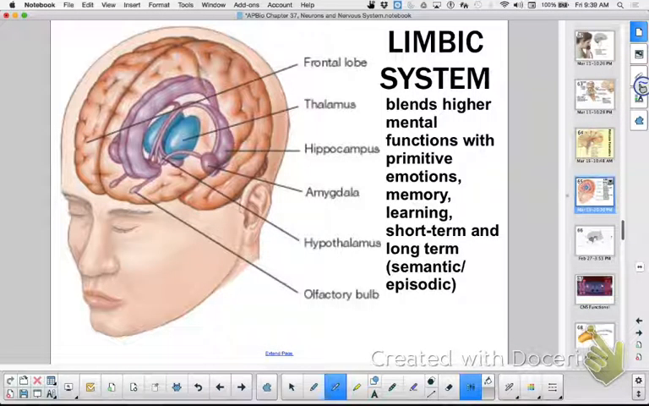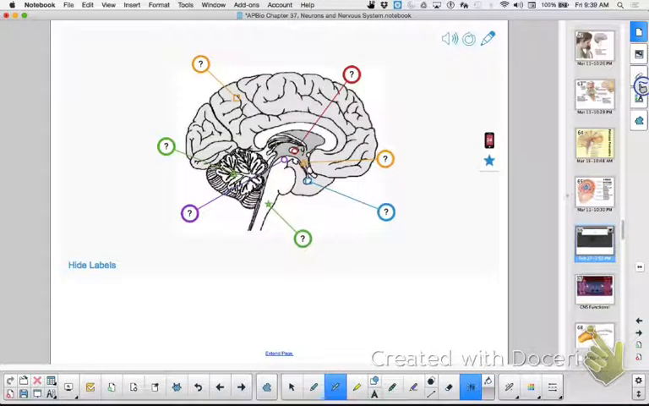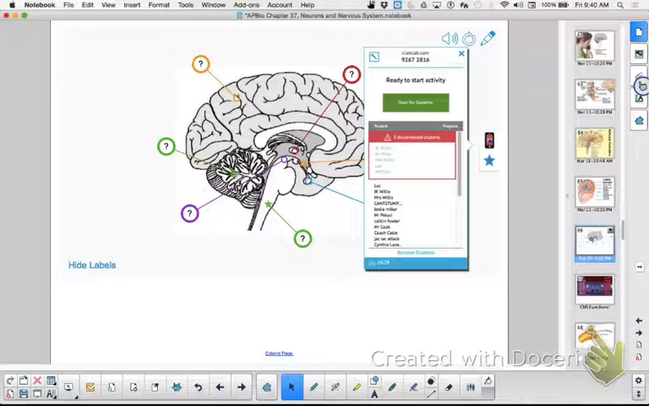All right. Now, to review the structures of the brain, okay? When you click on it, it'll tell you what it is. So try to guess what it is before you click on it.